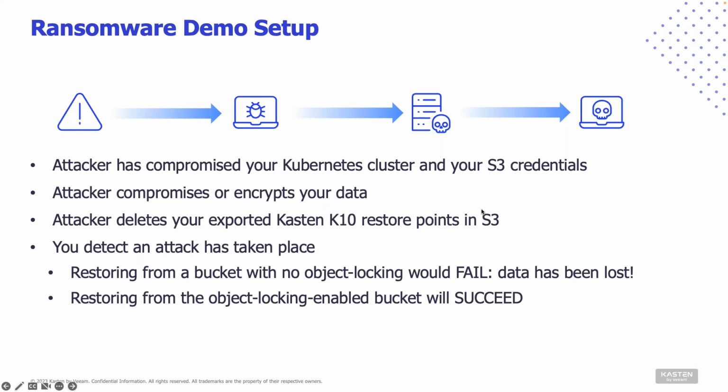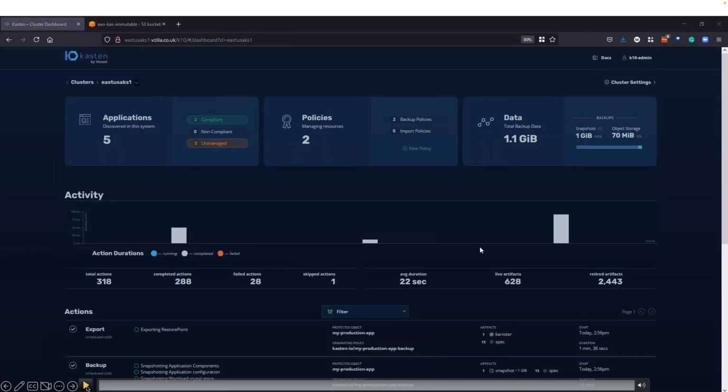They are able to go into it, and basically they encrypt the data, and they delete the K10 restore points in S3 too, right? So if you go inside the bucket with no object locking, it will definitely fail. But if object locking is enabled, the attacker will not be able to write anything onto the bucket itself. They will not be able to encrypt the data, and restoration will succeed. This is what I'm going to show you in my next demo.